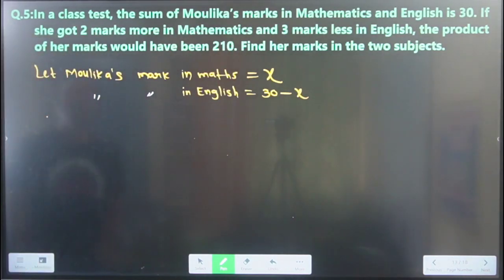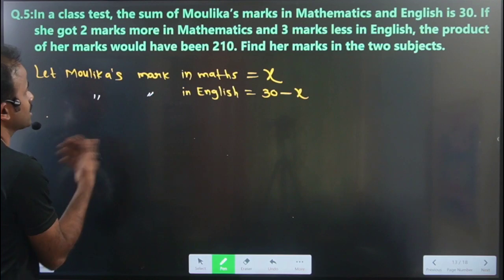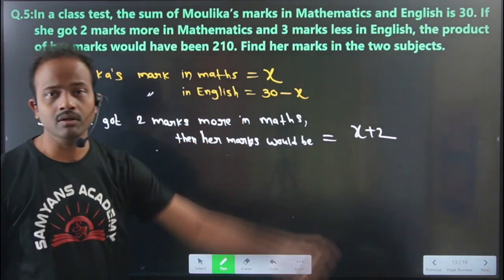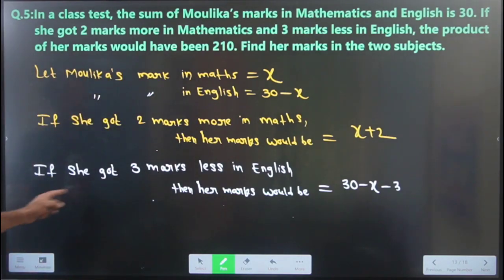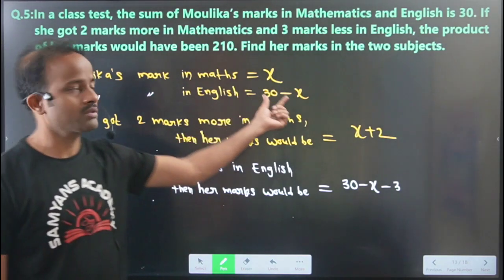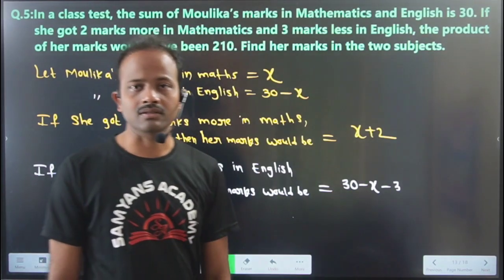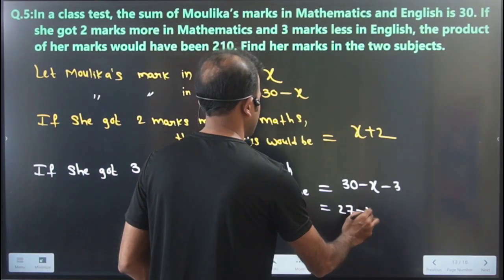So she got 2 marks more in mathematics. If she got 2 marks more in maths, her marks become x plus 2. If she got 3 marks less in English, then her marks would be how much? English marks were 30 minus x, reduce 3, so 30 minus x minus 3. Then 30 minus 3 is 27 minus x.